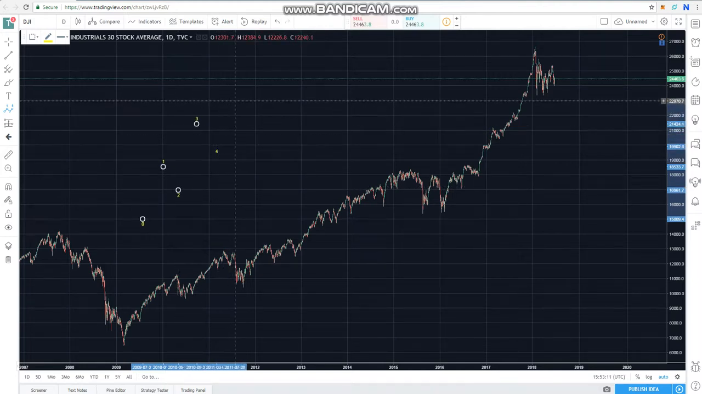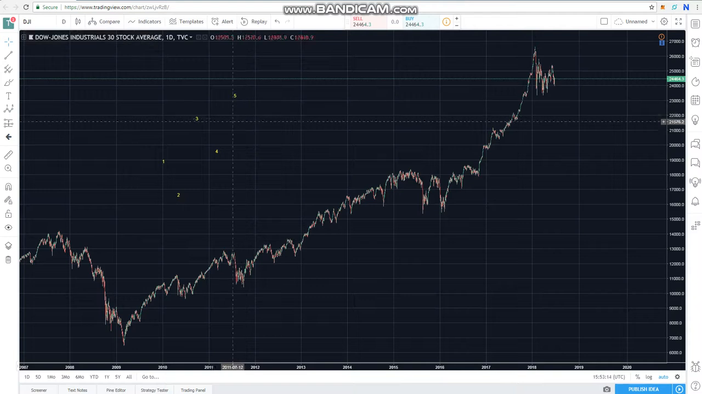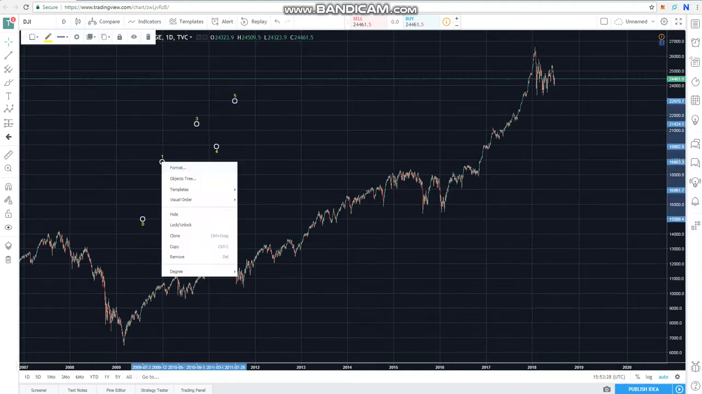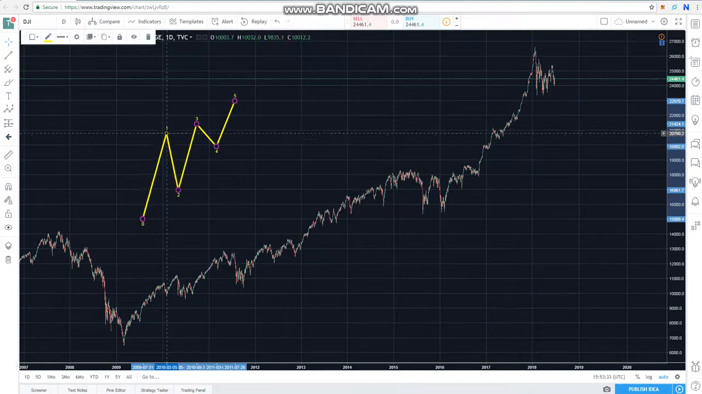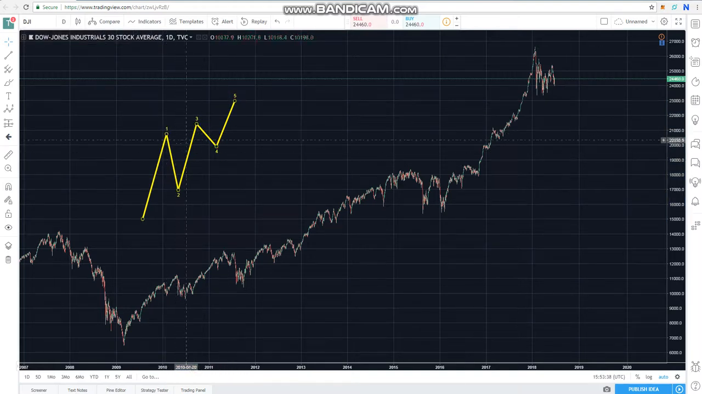So right now what I am drawing is impulse waves. It consists of wave 1, 2, 3, 4, and 5. And there is a rule where wave 3 is often the longest and never the shortest. So for example, if I just display the waves here, if wave 1 happened to be the longest, this would still be a valid impulsive Elliott wave count because wave 3 is still not the shortest. Wave 5 is the shortest instead.